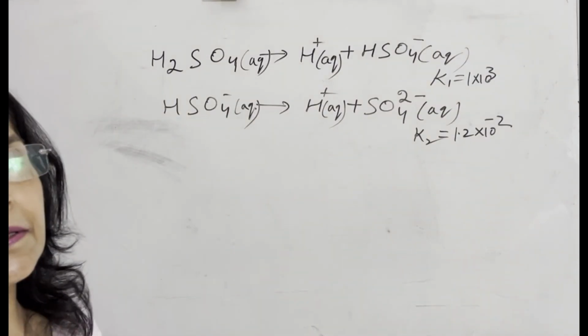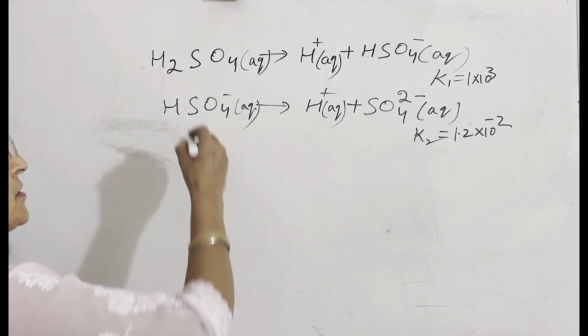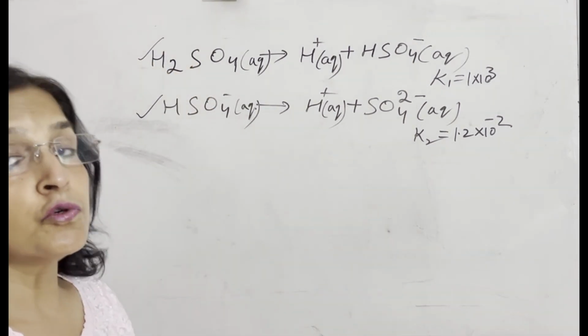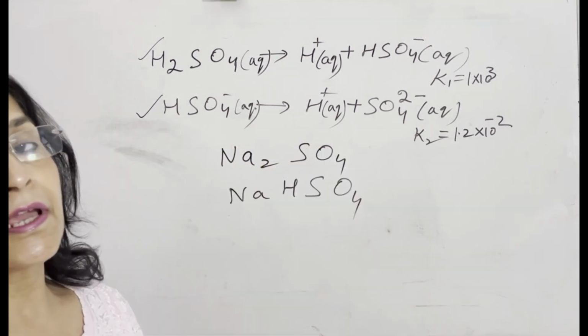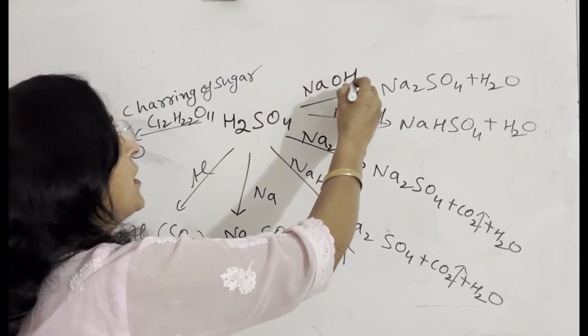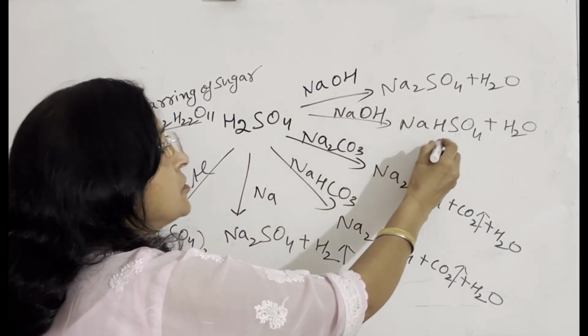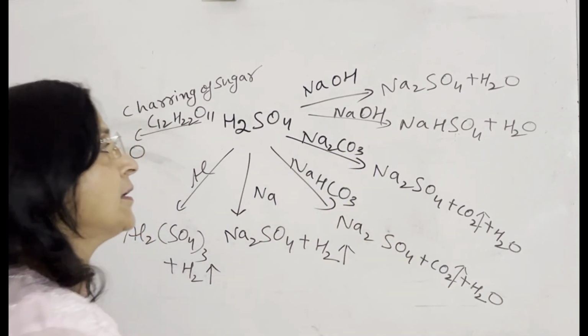Now, chemical properties of sulfuric acid. Sulfuric acid is a dibasic acid and ionizes in aqueous solution in 2 steps. This is the first step, this is the second step. And sulfuric acid forms two series of salts, for example, sulfates and bisulfates. When sulfuric acid reacts with a base, a salt forms. Sulfuric acid reacts with sodium hydroxide, salt and water form. With carbonates and bicarbonates, carbon dioxide gas is released.